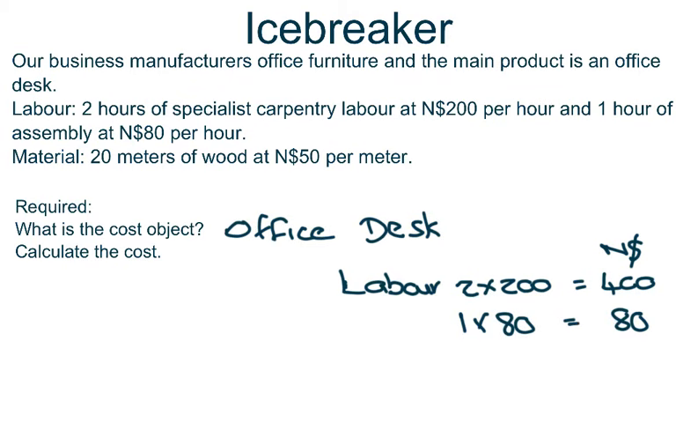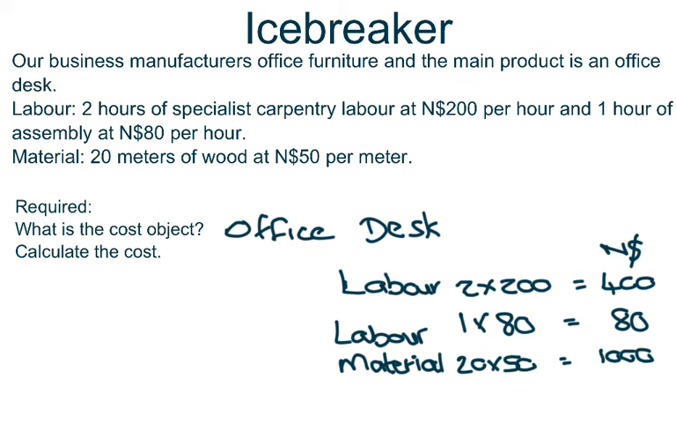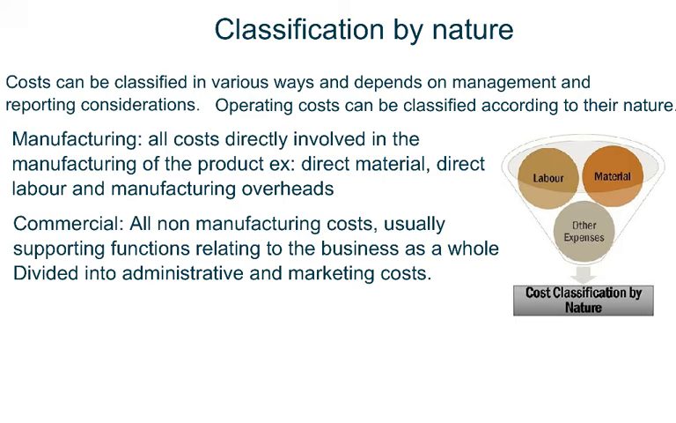Okay. And then we also need material. Let me just write there labor. And we need material. And the material was 20 meters at $50 each. Let me quickly write it down. So it is 20 times 50, and I believe that should be $1,000. So what is the total cost of this office desk? The total labor is 400 plus 80 is 480, and I will use material costing me 1,000. That means the total cost is then 400 plus 80 plus 1,000, and that will give me 1480.